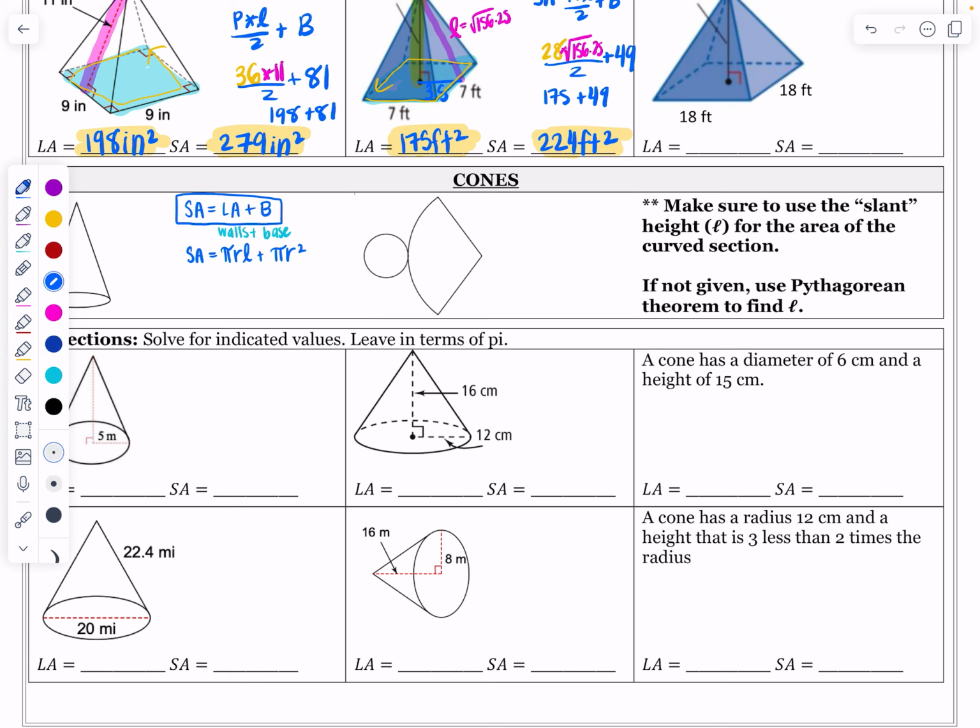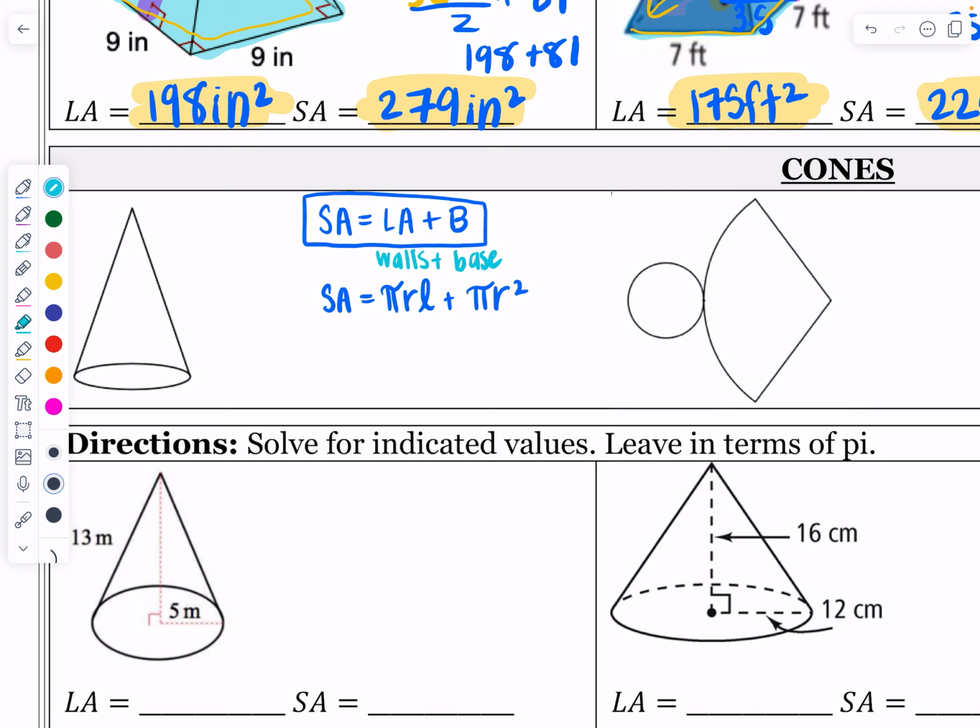Cones, it's still going to be LA plus B, walls plus base. But if you think about the walls of this shape, when you unwrap a cone, what shape do you have as the base? My base is going to be a circle. So in my formula, pi r squared is the base. There's only one of those. How do you find the walls?